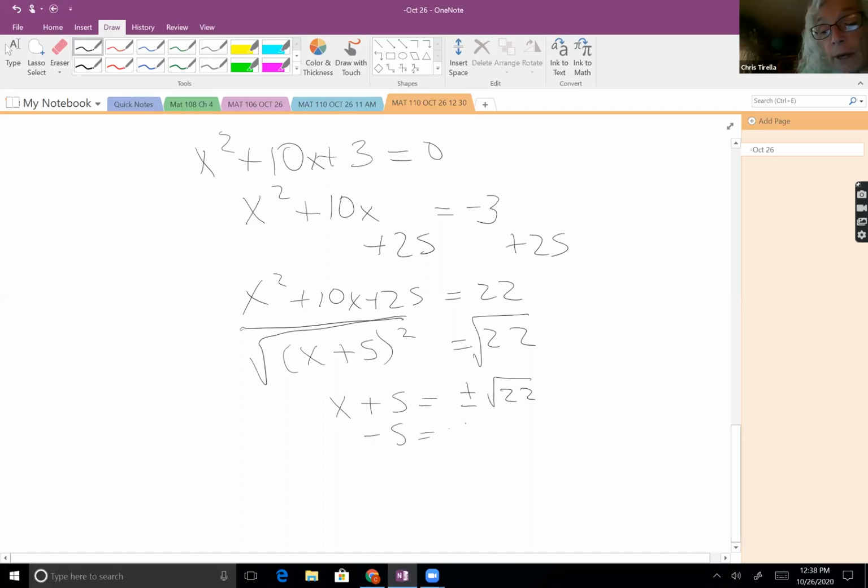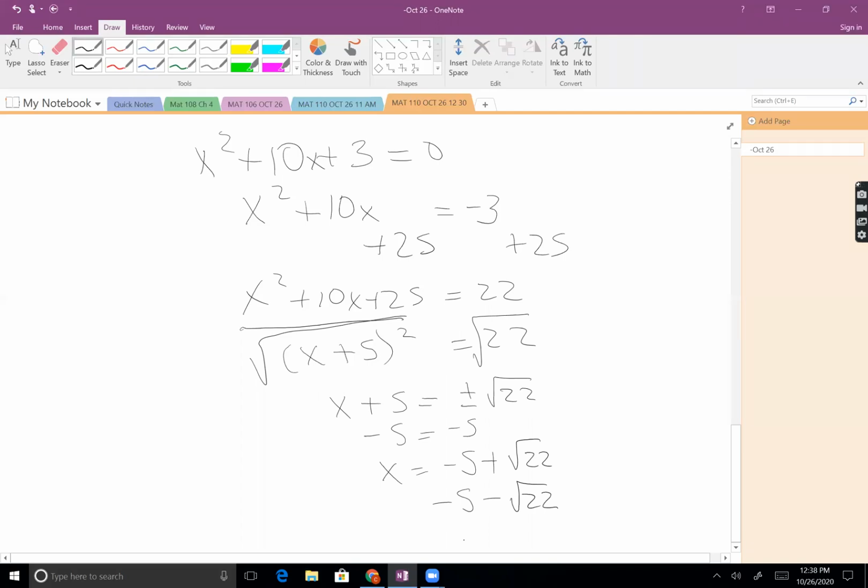And then subtract the 5 to get x equals negative 5 plus the square root of 22, or x equals negative 5 minus the square root of 22. Okay. Does that make sense?